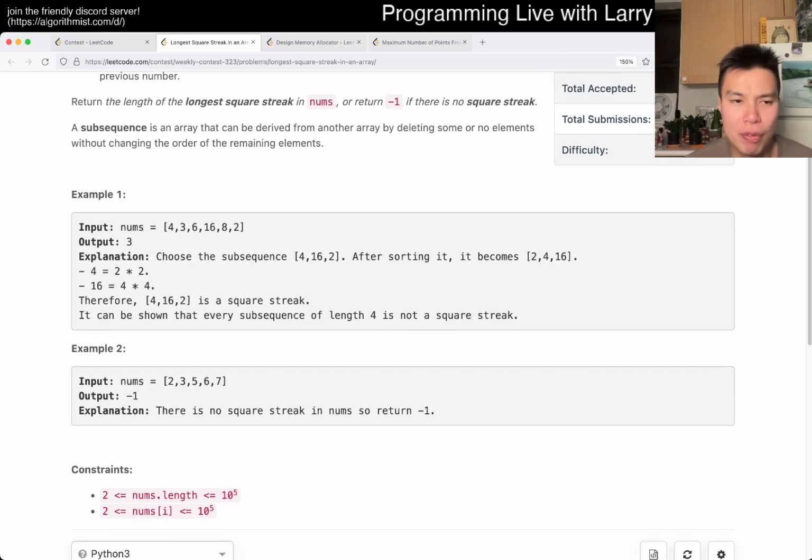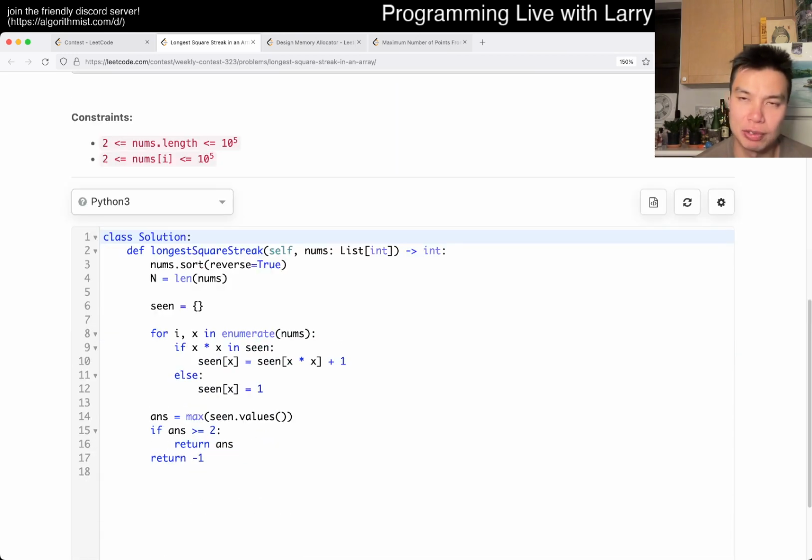You can kind of go both ways. You can go either from small to bigger or bigger to small. It doesn't really matter. The way that I did it is that I actually sorted in reverse to go from bigger to smaller. That way I can look it up without doing crazier math.